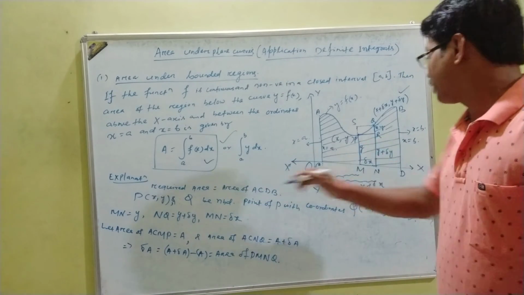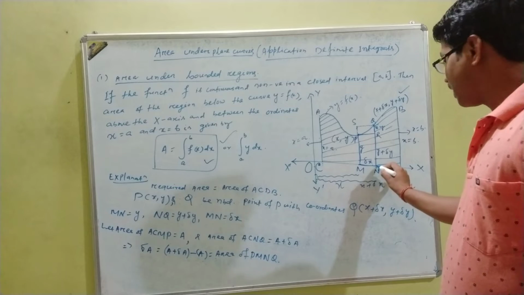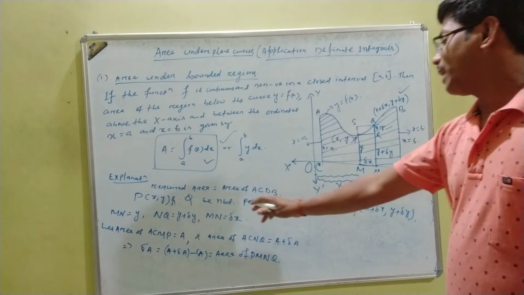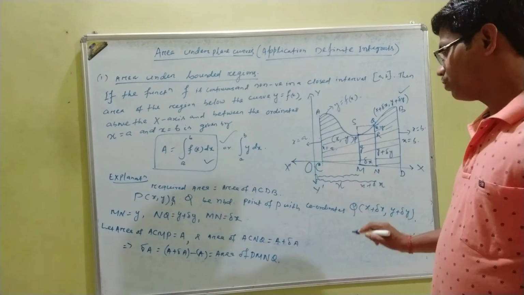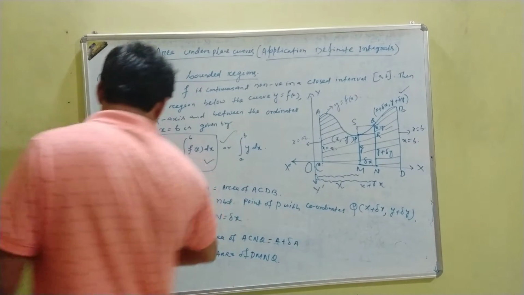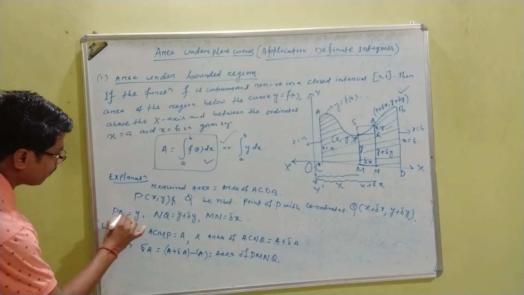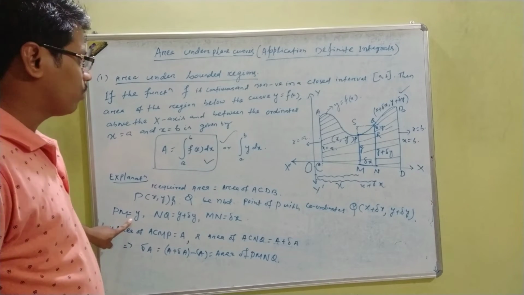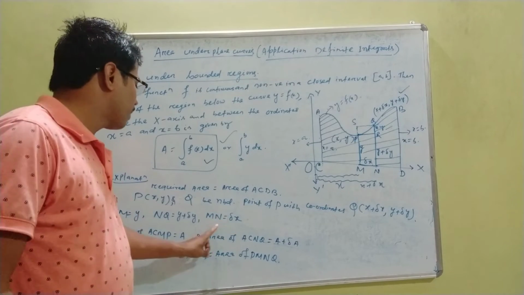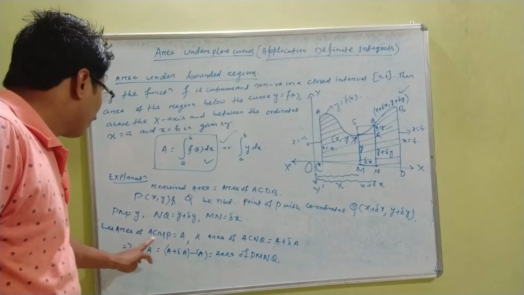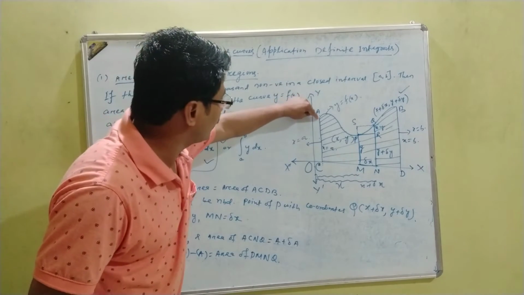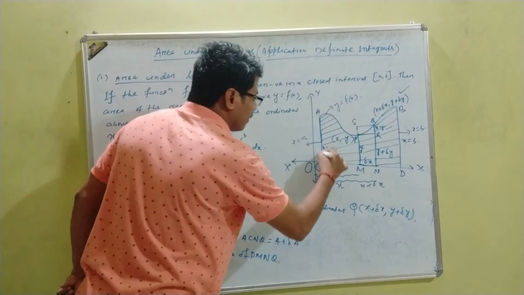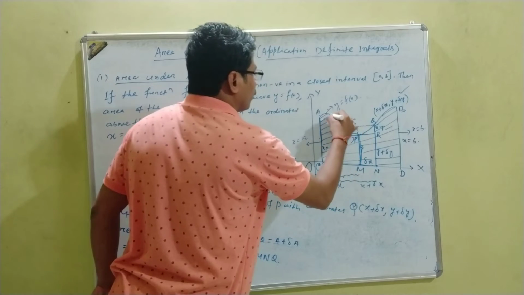Then we write the mathematical representation. MN is delta x, NQ is y plus delta y, and MN is delta x. And PM equal to y. Correct it: PM is equal to y, NQ is equal to y plus delta y, MN equal to delta x. Let the area of ACPM be denoted by the notation A.